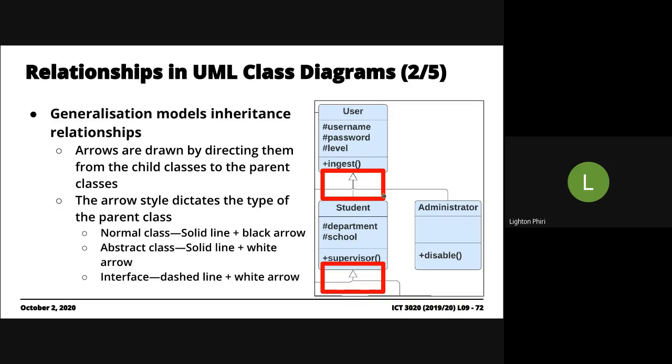It turns out that the type of the arrow will spell out the type of the parent class. If we had a solid black line, it would mean this is pointing towards a normal class. If it's a solid line with a white arrow like we have right now, we are pointing towards an abstract class. If this were a dashed line with a white arrow, this would be an interface, right? This is important because you might want to automatically generate this code using a CASE tool.